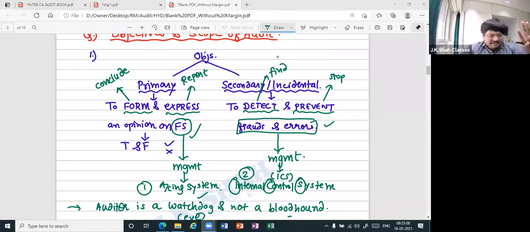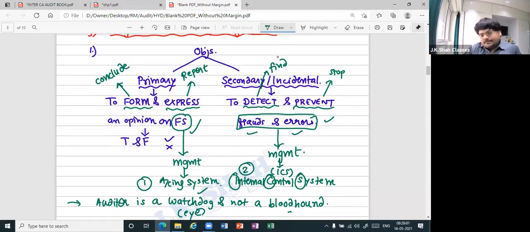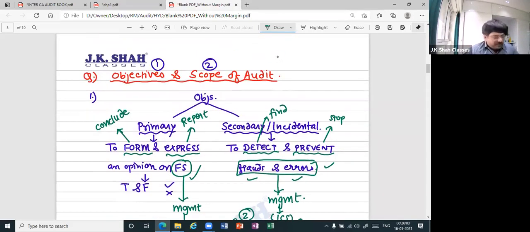If he proves that he had done the audit properly, will he be held responsible? No. Who will be held responsible always? Management. So for these frauds and errors, by default, who is responsible? Management. Can the auditor be responsible? Yes, if he is proved negligent. Until he is proved negligent, he is not responsible. All cool? All cool.